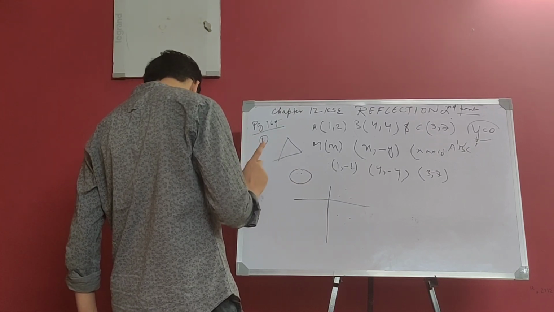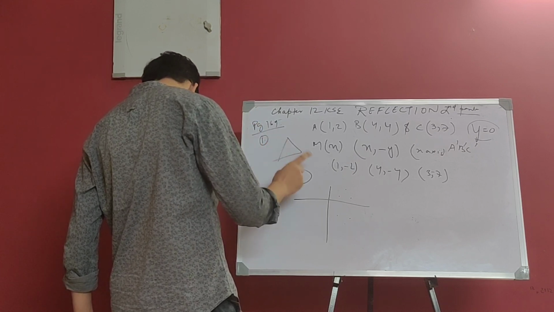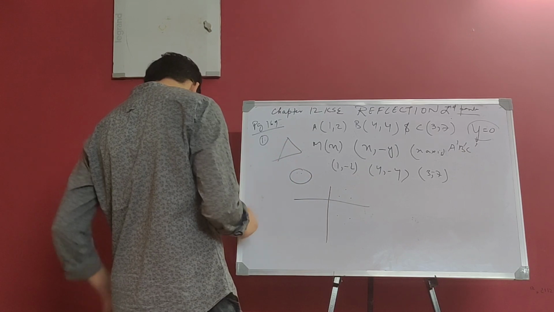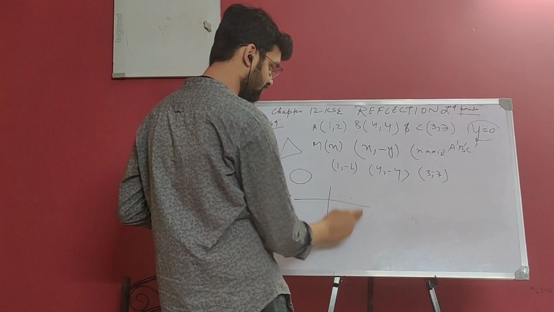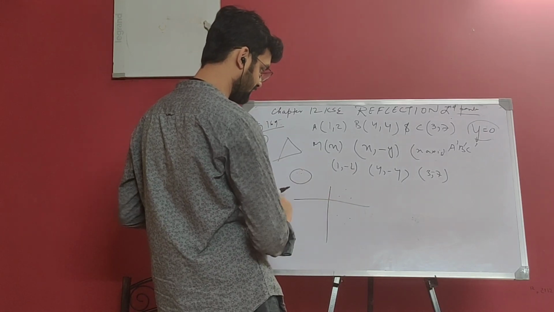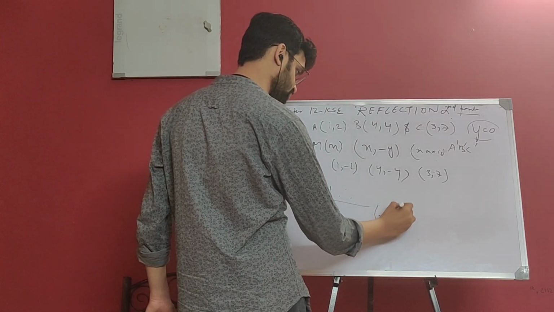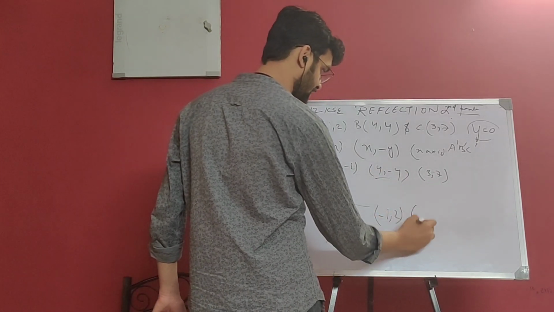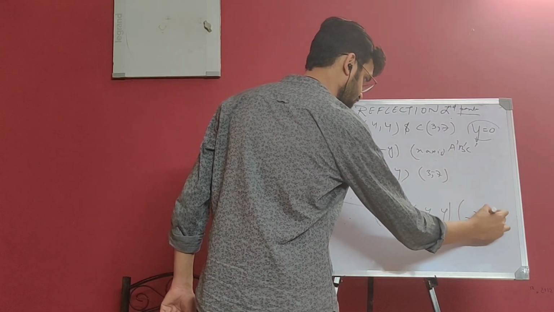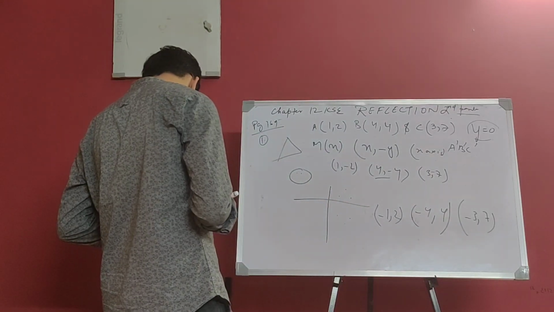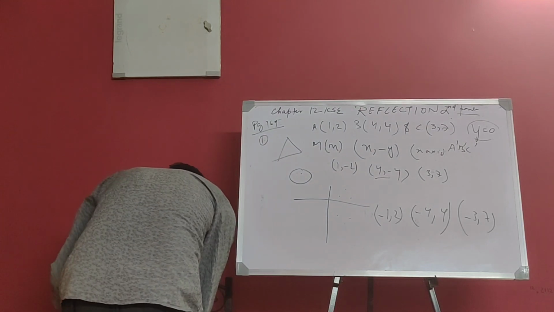What is needed to reflect on the origin? Minus x comma minus y, as I said. So my answer will be, this value is (1, 2). When it is reflected, this will change to (minus 1, minus 2). Here it will change to (minus 4, minus 4) and (minus 3, minus 7). So we got the three values.